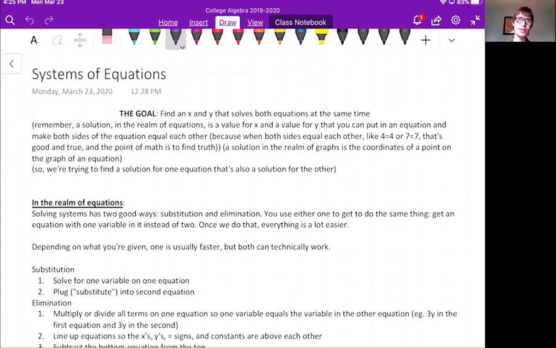Let's just remind ourselves of what a solution is. A solution in the realm of equations, that realm that uses numbers and all those things, not the realm of graphs where you can see all the pictures and visuals, is a value for x and a value for y that you can put in an equation and make both sides of the equation equal each other. Because when both sides equal each other, you get things like 4 equals 4 and 7 equals 7, and all that's good and true. And remember that the point of math is to find truth, to find things that are true.